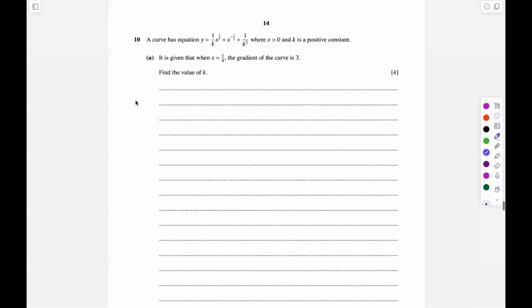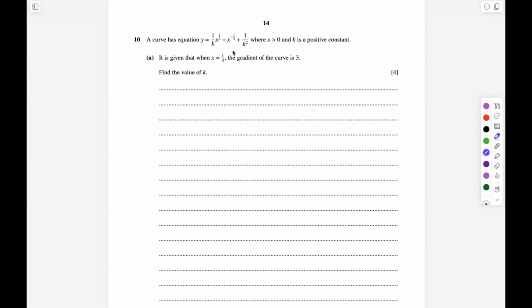Question 10. A curve has equation y equals 1 upon k x to the power half plus x to the power minus half plus 1 upon k squared, where x is greater than 0 and k is a positive constant. In part A, it is given that at x equals 1 upon 4, the gradient of the curve is 3. We have to find the value of k.